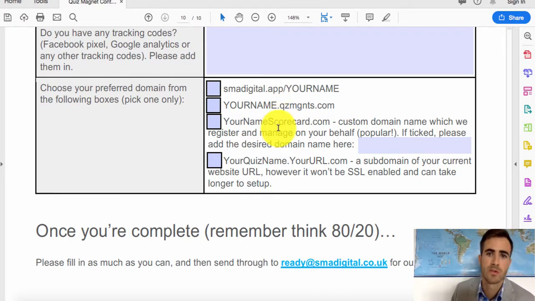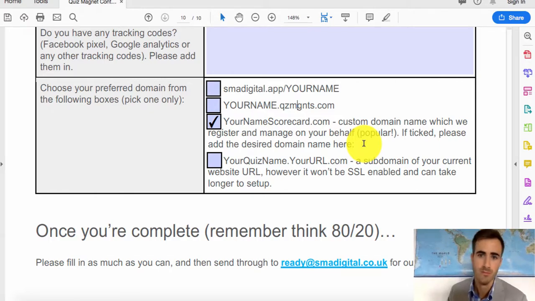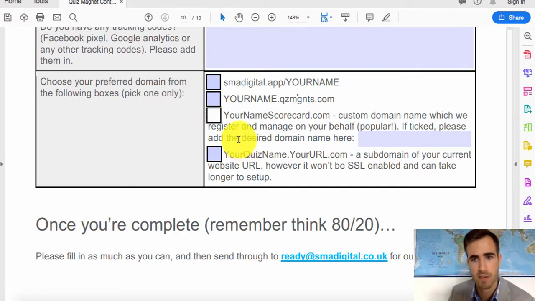We can also set you up with your own custom domain name, and this can be a .com or a .co.uk or whatever it might be. So it might be your quiz name.co.uk or .com, and you can click that here. And if you want that, put in your desired domain name over here so we know what to look for. Or finally, if you do want a subdomain of your own current website address, that is possible.